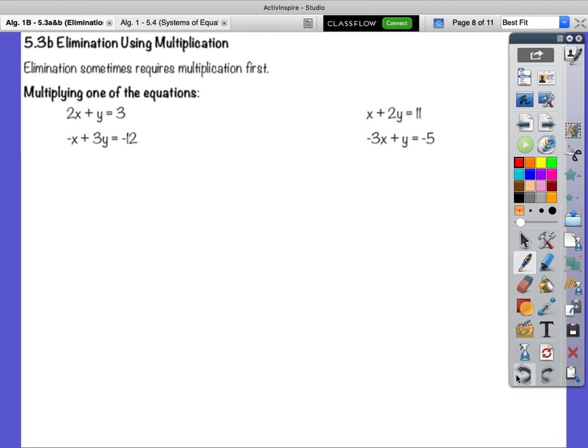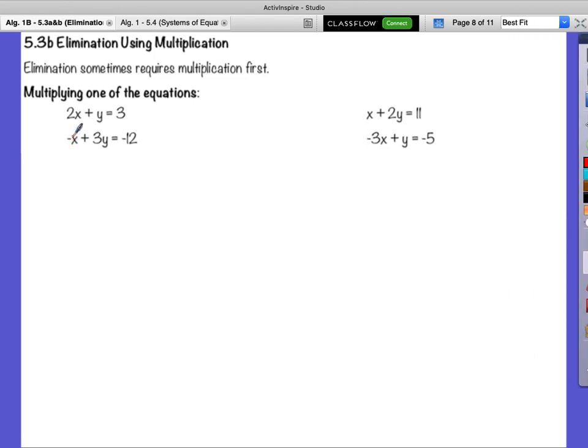is we say, okay, well, can we make this -1x? What can we multiply that by in order to make it comparable to 2x? If we were to multiply this one number, this negative 1, what can we multiply it by to get it to where it's the opposite of 2? Yeah, we multiply it by a normal 2.